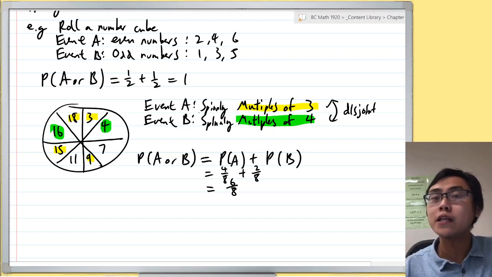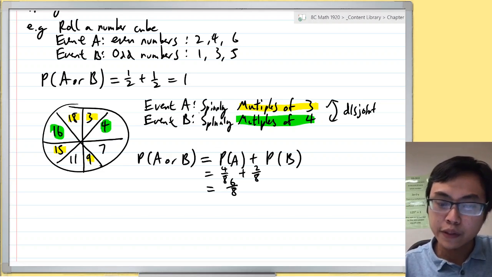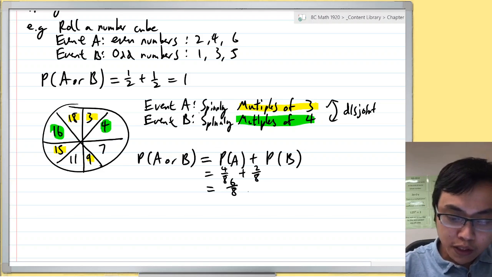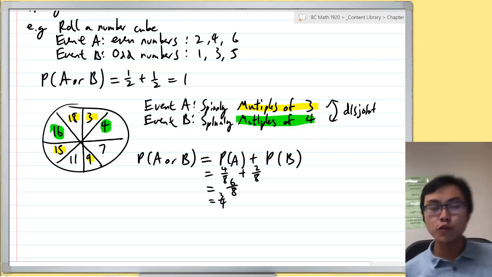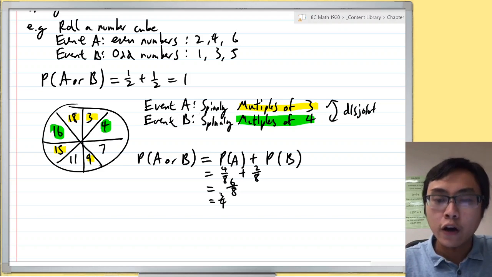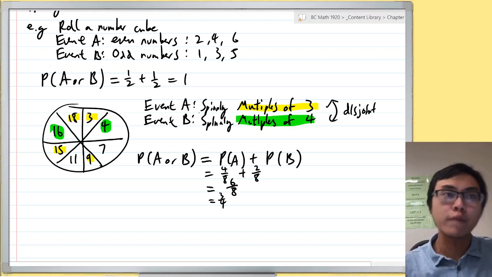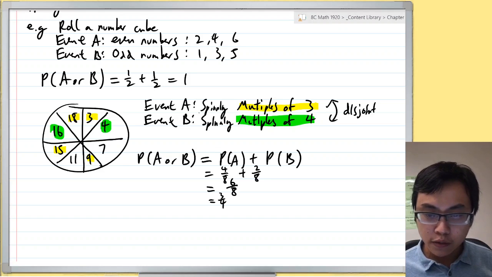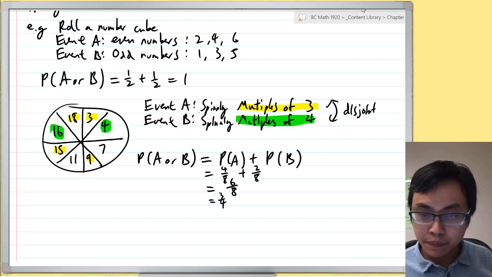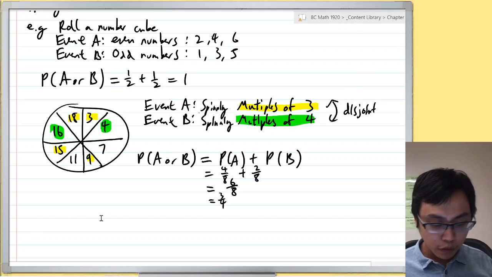How many are highlighted? There are 6 numbers highlighted, and that's the probability of those 2 happening. We can simplify: 6 out of 8 is the same as 3 over 4. So 3/4 of the numbers are either multiples of 3 or multiples of 4. So let's now look at an example question. Let me copy the question and paste it over here.